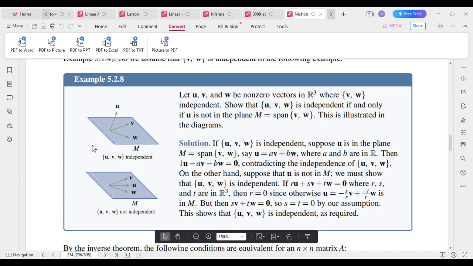So from the figure, we observe that in one case u, v, w is dependent, since u lies wholly in the plane. Here u can be represented as a linear combination of v, w. This is why it is not independent. And here u cannot be represented as a linear combination of v, w. This is why it is independent.